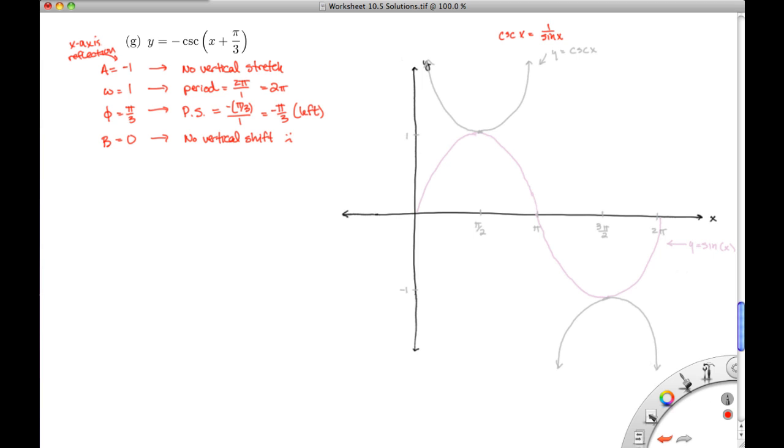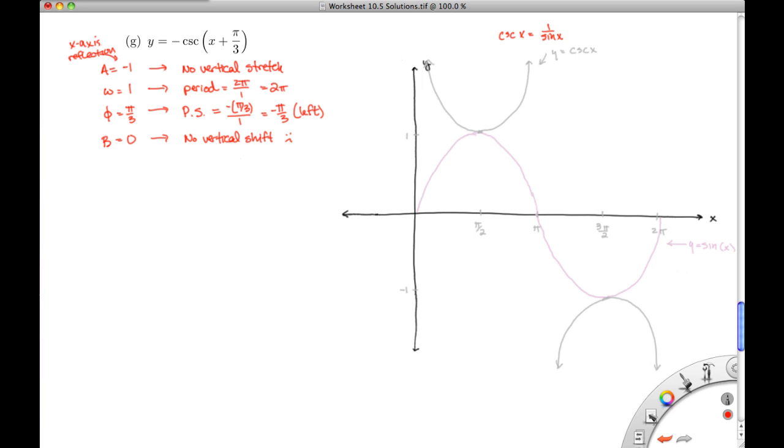So for the cosecant, we have these vertical asymptotes wherever there was an x-intercept on the sine, and then we get these little U-shaped things that go up to positive infinity or down to negative infinity. So this gray right here is the graph of the cosecant, but we can use the sine to help us think about it. Okay, so now let's go ahead and shift. Let's do the shift first.